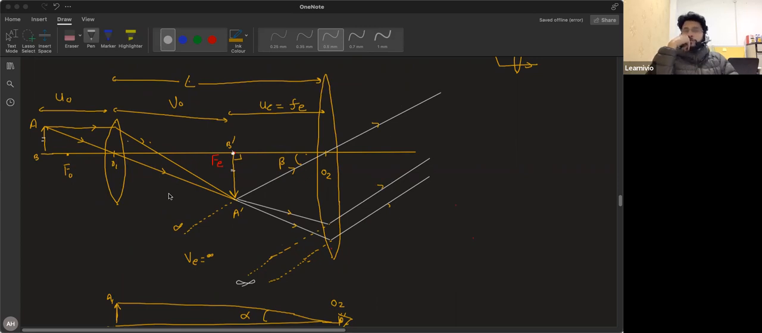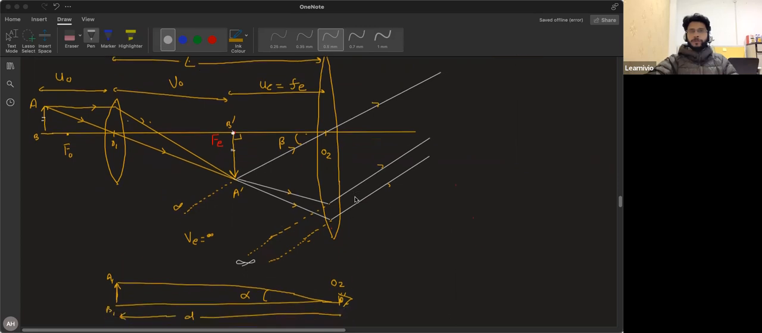Draw the ray diagram. It's very easy. It's the same as the previous one. Just A prime B prime is at the focus of the eye lens, and the rays will become parallel. That's the only difference. The rest of the calculation is also the same. It's just a small modification. Instead of UE, we will write FE. And that's it.